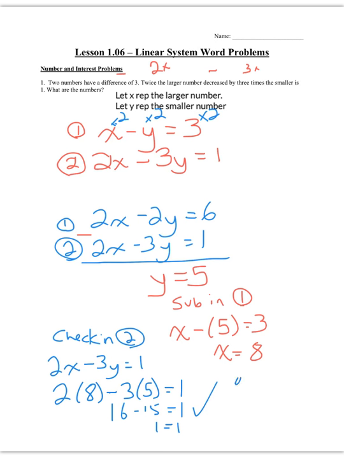So therefore, the two numbers are 8 and 5. Always conclude with a therefore statement. Show all your work. You have to have let statements and generate your equations based on the information that's given. So that's how you do that one. That's when you have number problems.